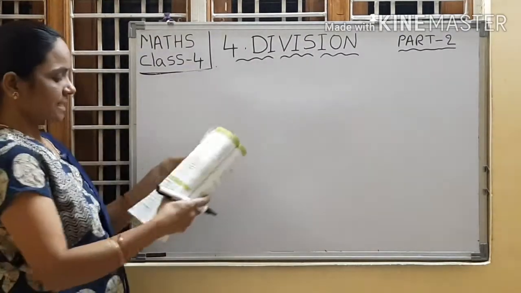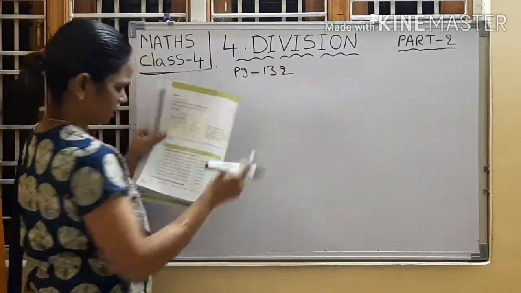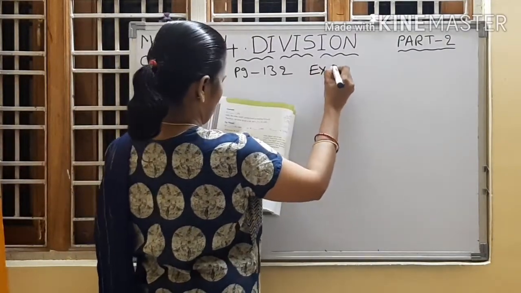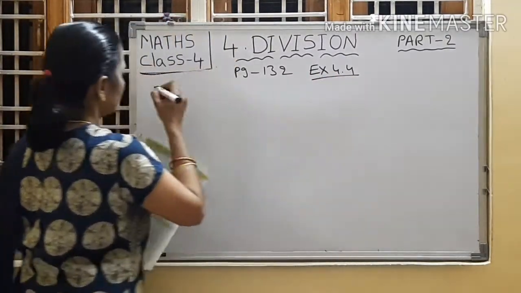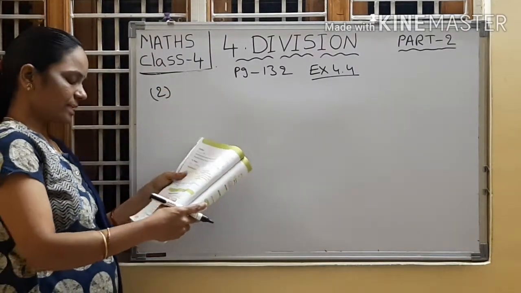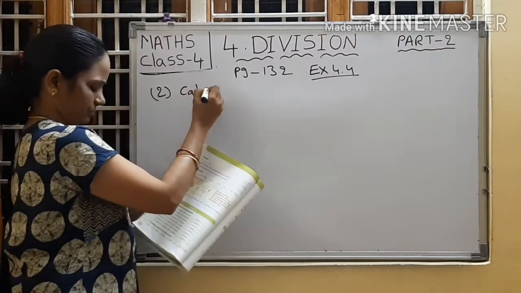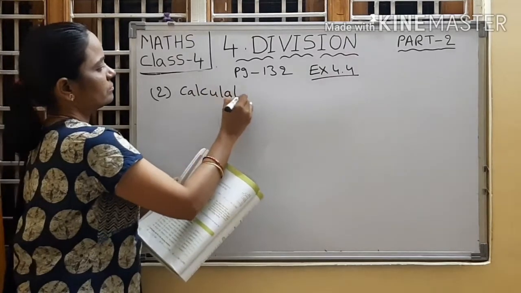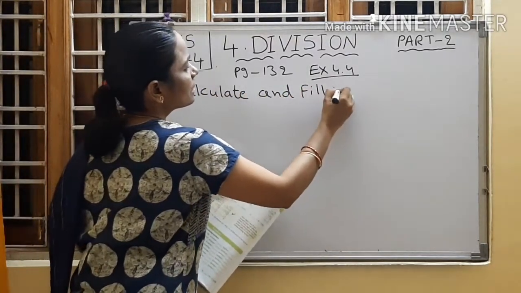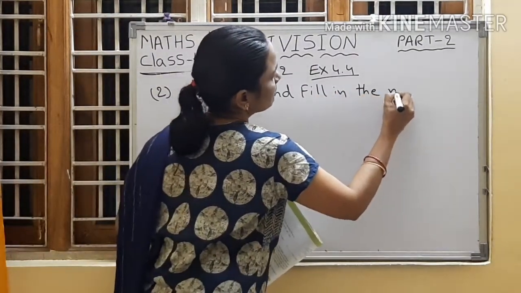Next, from page number 132, exercise number 4.4, second bit. What is that? Calculate and fill in the missing numbers.